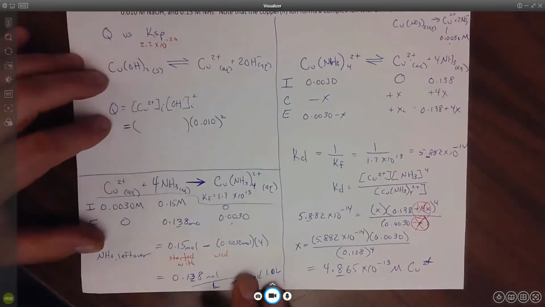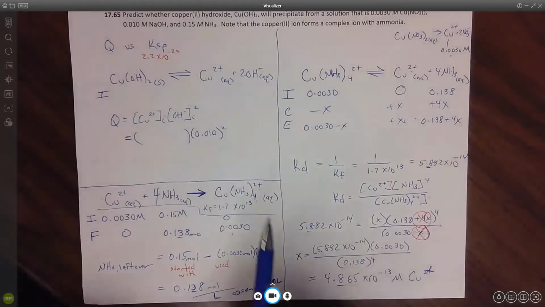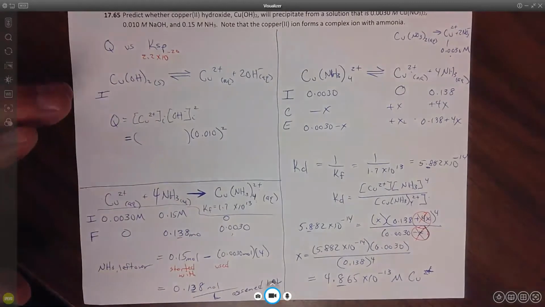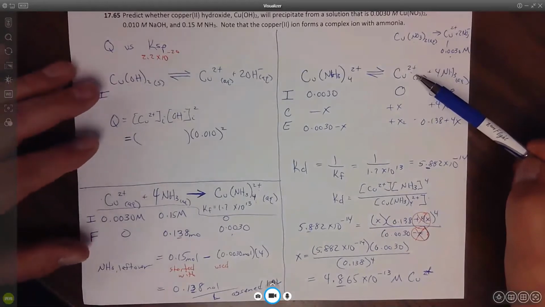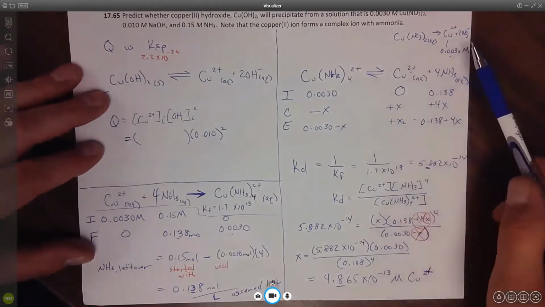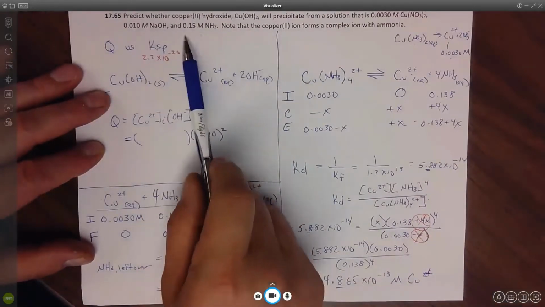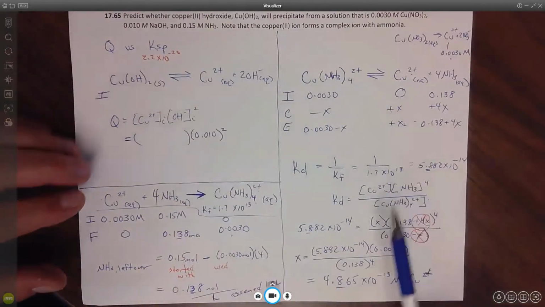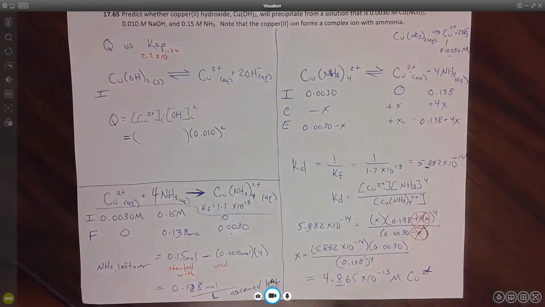Any questions with that part of it so far? If I just asked you this part on the exam, instead of adding the solubility, I could have said, what's the concentration of the free copper 2+ in a solution that contained 0.003 of the copper 2 nitrate and 0.15 mole of the ammonia? You'd be able to solve it and say, hey, look, the copper 2+ is 4.8 times 10 to the negative 13 molar.